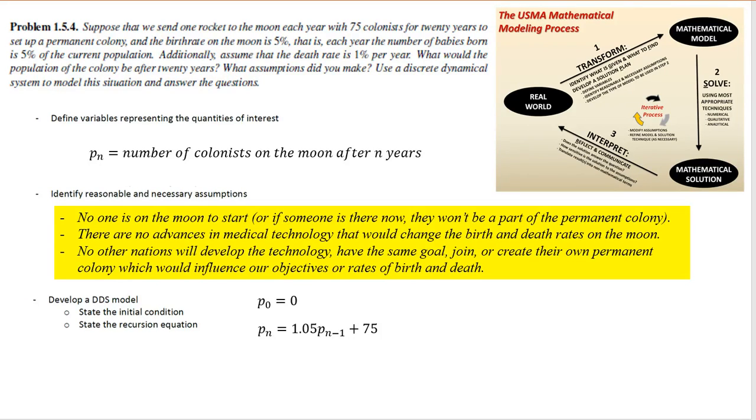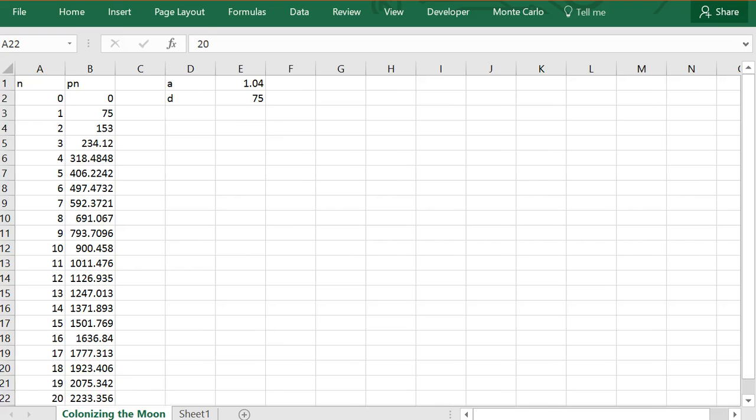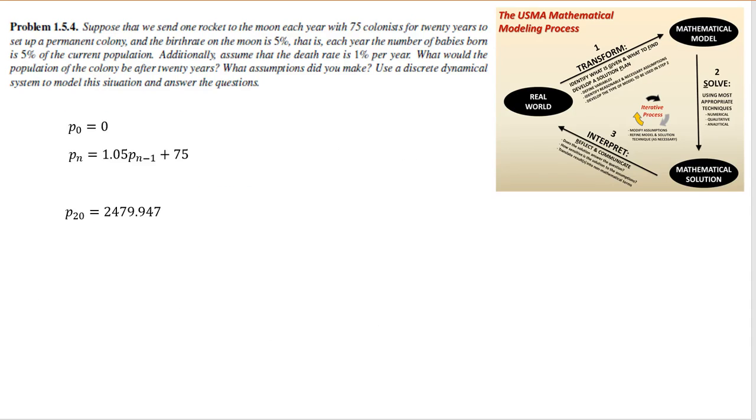We could go back and see if this change in our assumption, which led to a change in our model, actually changes our results. And so we can go back to Microsoft Excel, change our A value, and see that in fact there is a change in the mathematical solution. And when we do that, we find that P sub 20 equals 2,479.947.